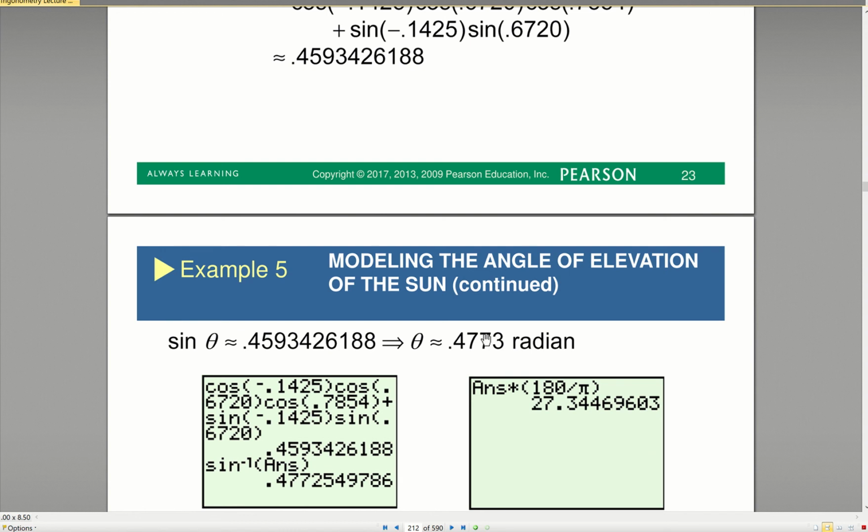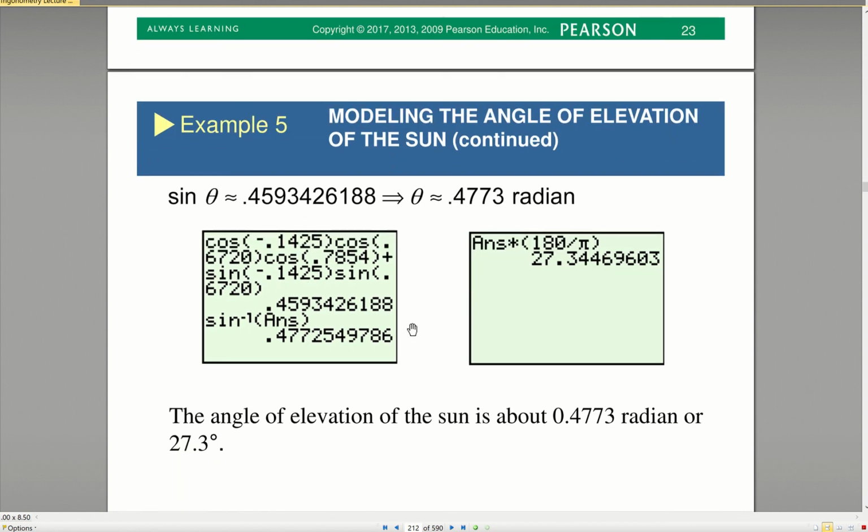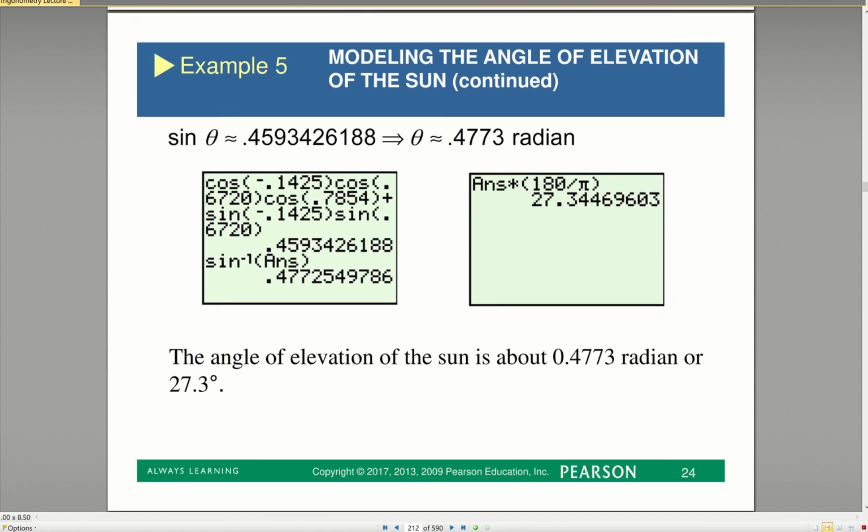Now we're going to have to use the inverse sine function here to get the actual value for theta. But when we get that, remember, this is going to be in radians. So we still are going to have to convert that to degrees. So we're going to go ahead and multiply it by 180 over pi. That's where you get the approximately 27.3 degrees as the angle of elevation of the sun.